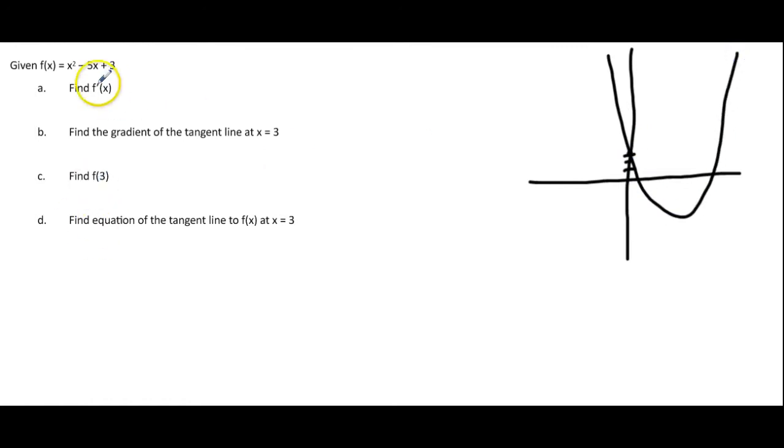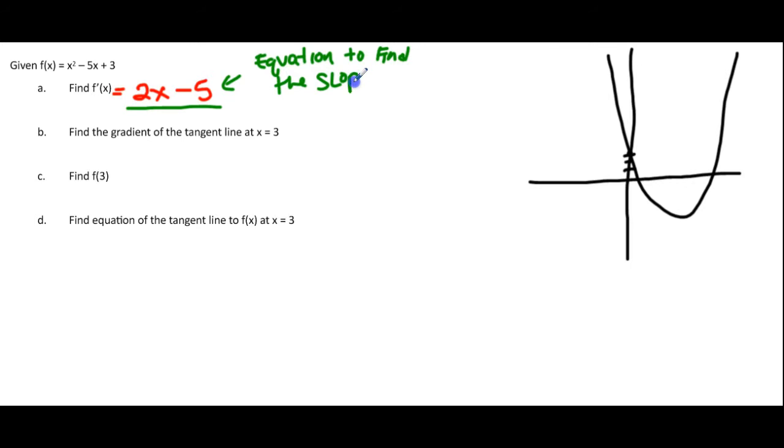The very first question is they ask you to basically derive the equation. To derive it, x squared becomes 2x, negative 5x becomes just minus 5, and the derivative of a constant is 0, so plus 0. We don't have to write that. So this equation is the equation to find the slope. It's not the equation that we want. It's just going to give us what the slope is, the m value.